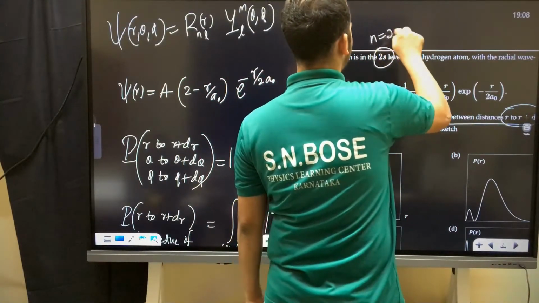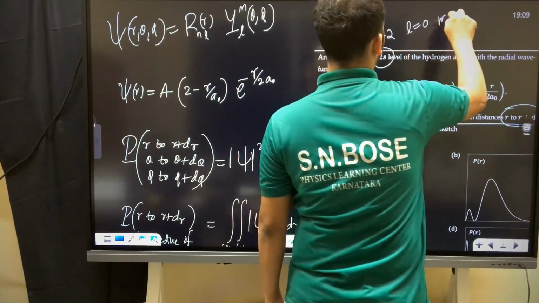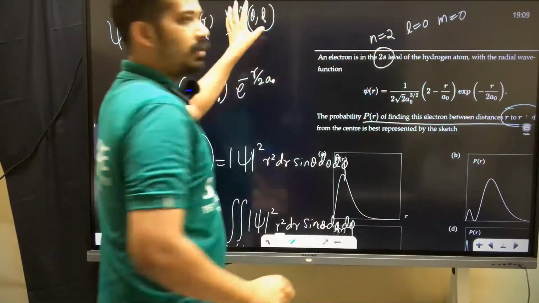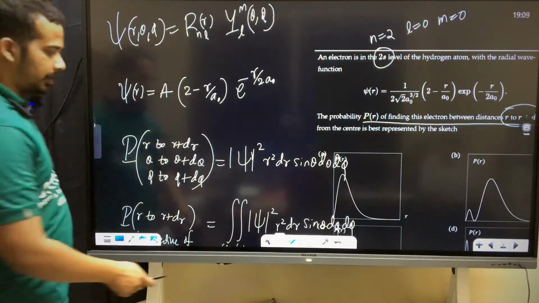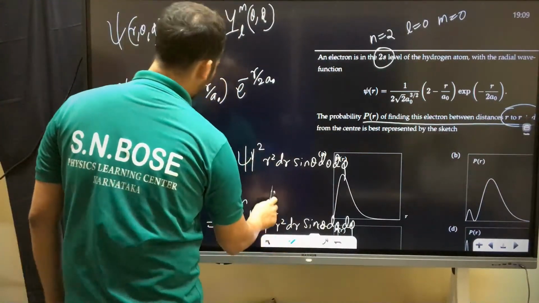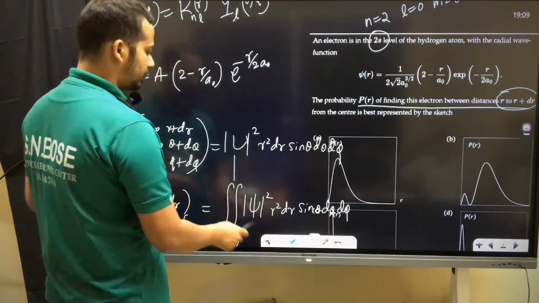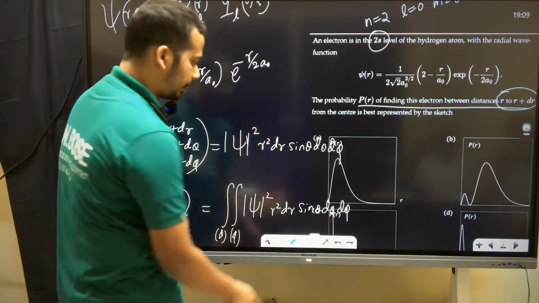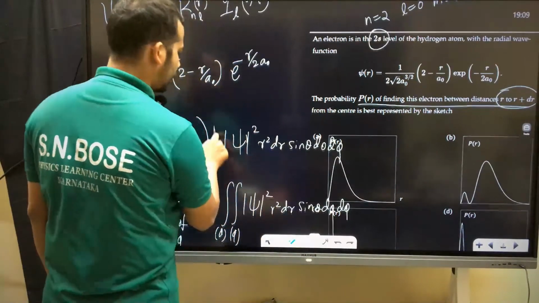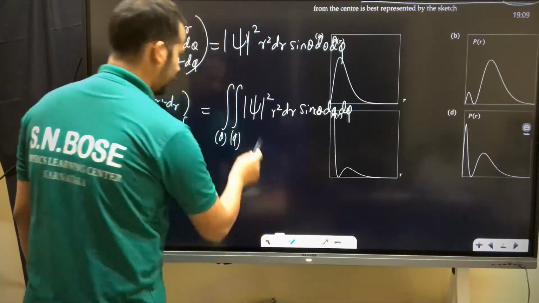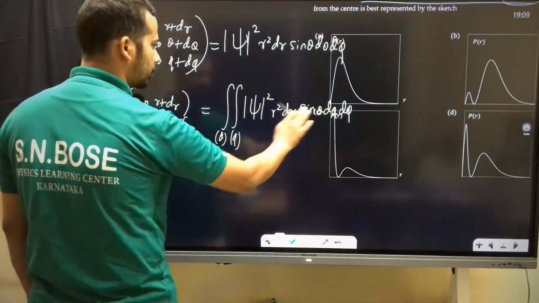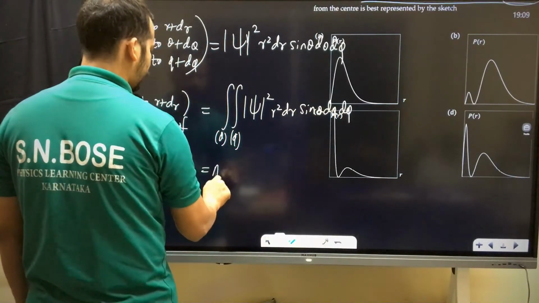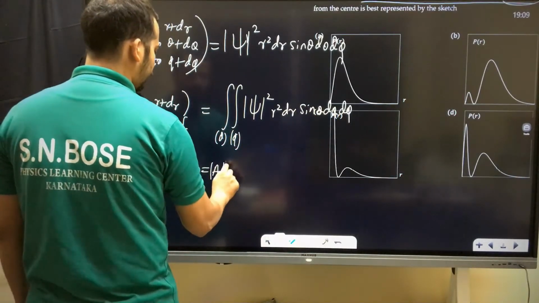2s means n equal to 2, L equal to 0, M equal to 0. If L equal to 0, M equal to 0, this part will not be there, am I right? When you substitute this one, even though spherical harmonics is there, these ideas will not differ much. Even though theta and phi parts are there, the radial probability idea will not differ much. That's why, when you do this, this constant a mod square.